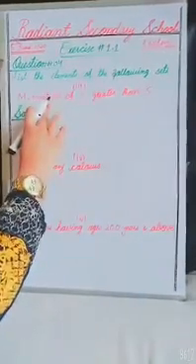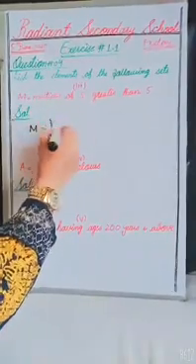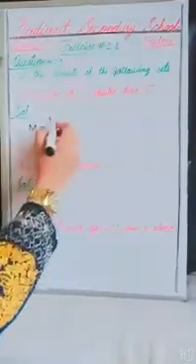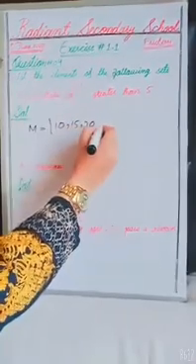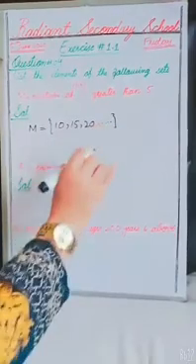Answer will be M equals to multiples of 5. Multiple means you have to simply count the table of 5 here. You have to start from the number that is greater than 5. It will be 10, 15, 20 and so on. It means it is not going to end here.